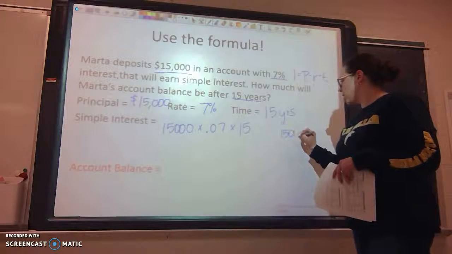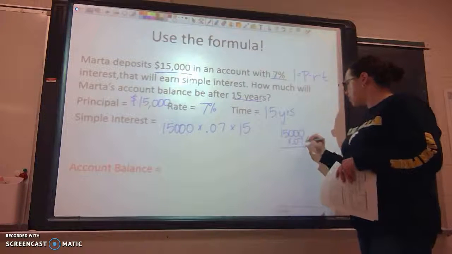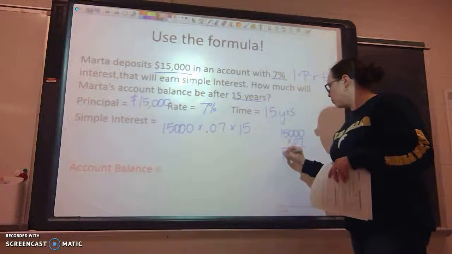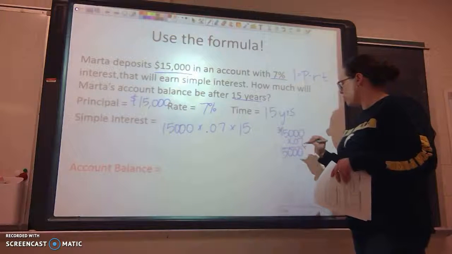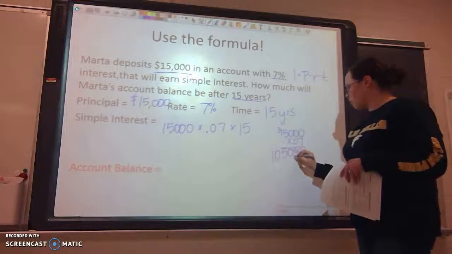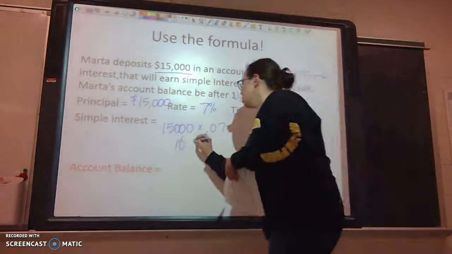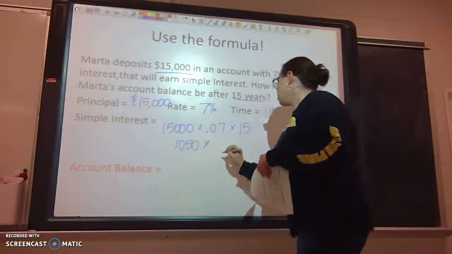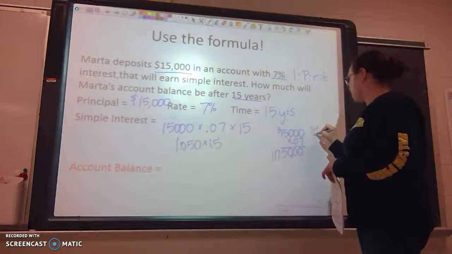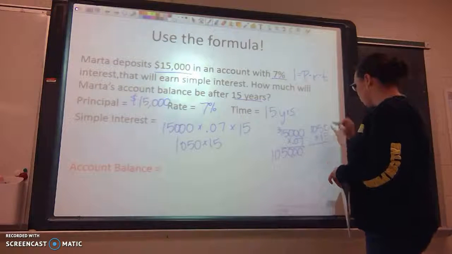So 15,000 times 0.07. 7 times 0 is 0, 7 times 0 is 0, 7 times 5 is 35, carry the 3. 1 times 7 is 7, plus 3 is 10. I have 2 numbers to the right of the decimal, so now I have 1,050 times 15. So 1,050 times 15 is what we're working on.